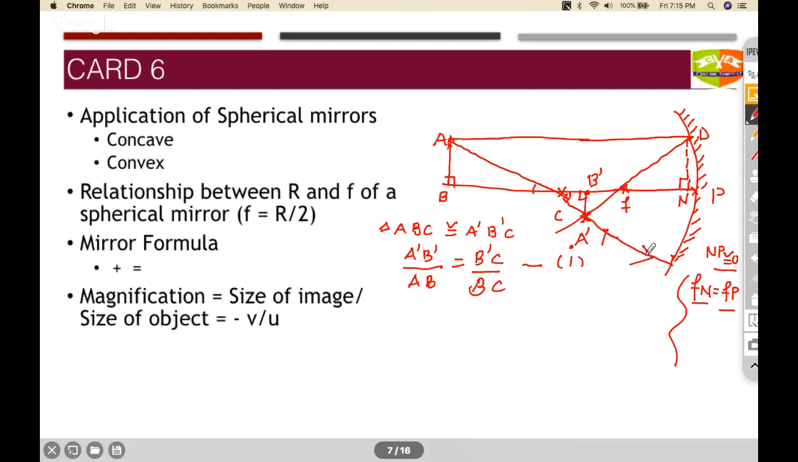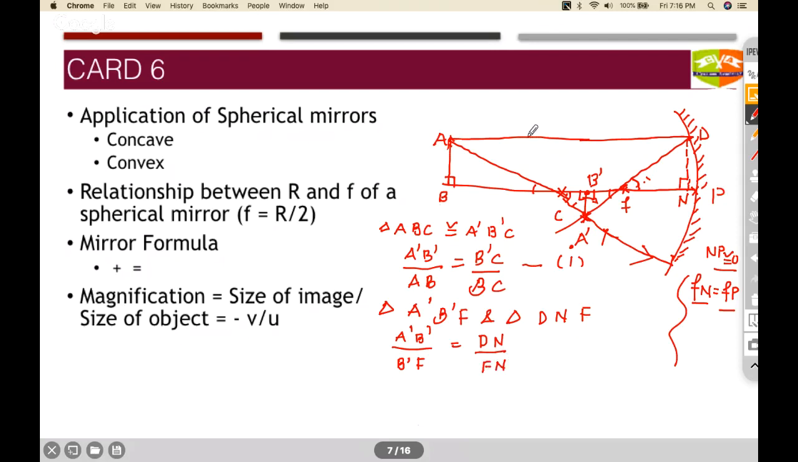Now, try to understand. I am taking the triangle on the other side. I am taking triangle A dash B dash F and triangle D N F. So I am taking this triangle and this triangle. Again, these two are opposite angles, so they would be equal, and these two would be 90 degrees. So they are similar in nature. So you try to understand, it would be A dash B dash divided by B dash F, that would be equal to DN divided by FN.